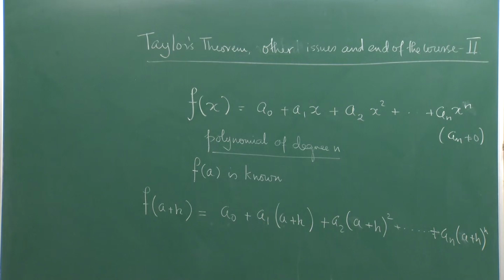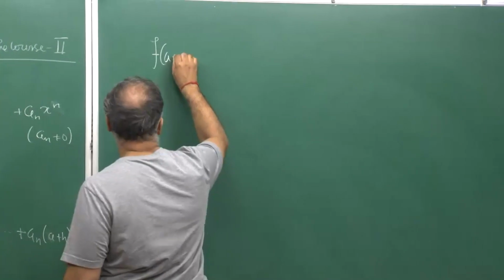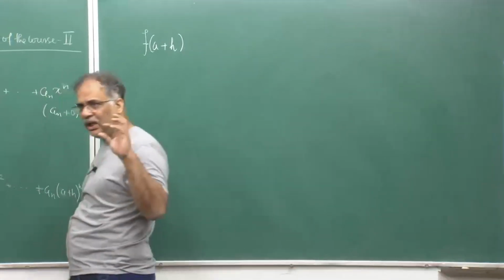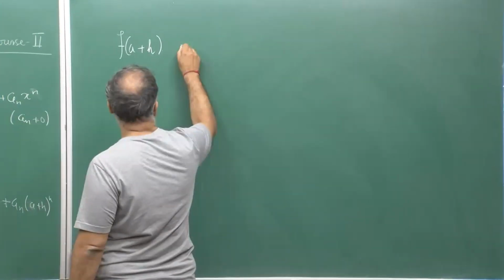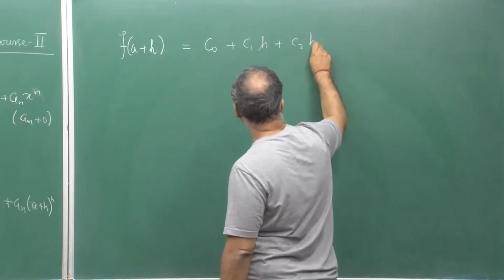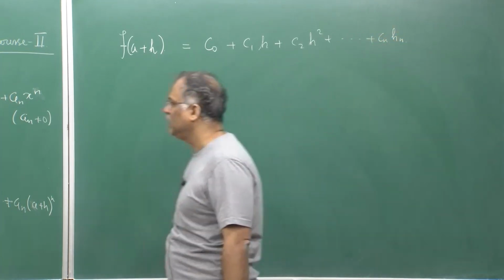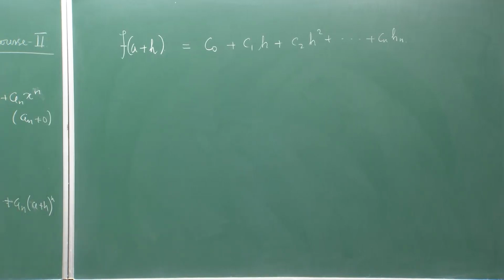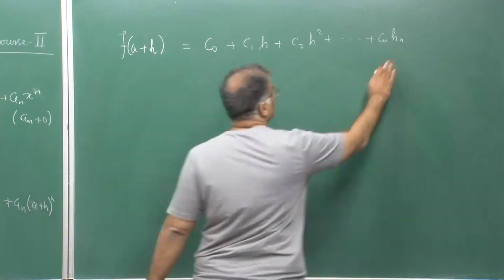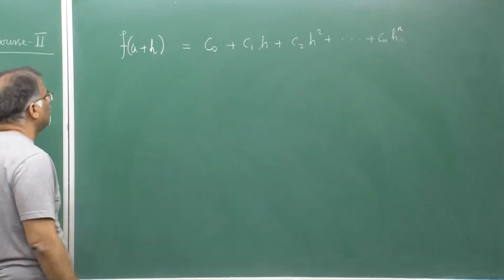So what would you do? So Taylor said, okay, ultimately this would happen. Because a is fixed, it is going to become a function in h, a polynomial in h. So it is c0 plus c1 h plus c2 h square plus up to cn h to the n. So he said, okay, let us differentiate f with respect to h and see what happens and calculate c0, c1, all those things.